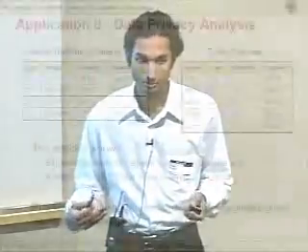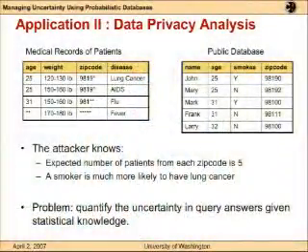However, the attacker knows certain other things. For instance, there are some statistics which the attacker may know. Like maybe the expected number of patients in each zip code is 5. Or maybe a smoker is much more likely to have lung cancer. So using these statistics and the facts, the attacker may try to guess which person has which disease. And here the problem is, how do you quantify the uncertainty in the query answers based on the statistical information? This is an application where uncertainty is good because it's preserving the privacy of individuals. But we need a way to quantify the uncertainty.